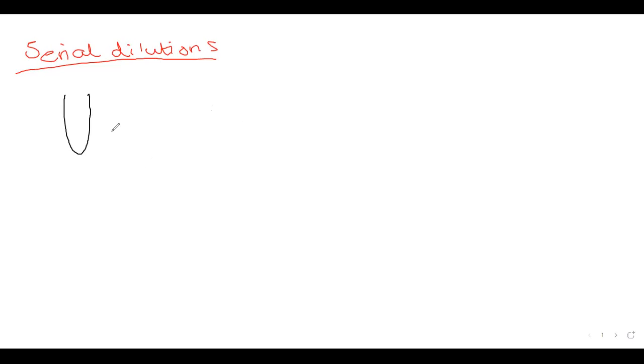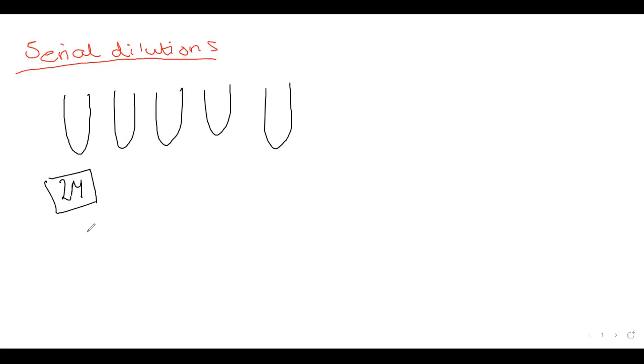So 1, 2, 3, 4, 5. Okay, so we're starting off with 2 moles in this one. So this is a sucrose solution. So it's a 2 molar sucrose solution. I'm just going to write this over here, sucrose solution. And basically we start off with our original 2 moles and we dilute this down each time.